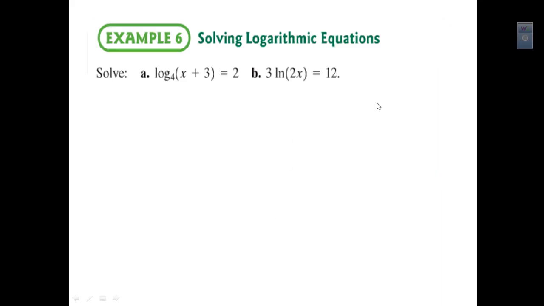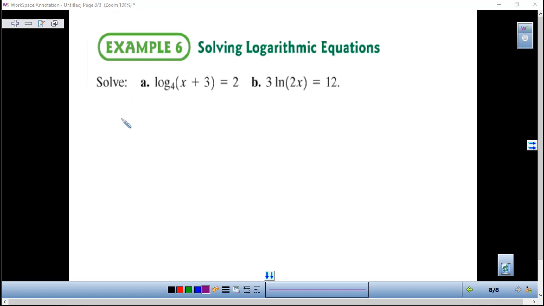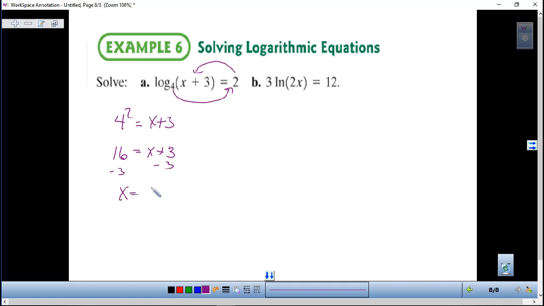All right, so let's look at a real quick here. We've got 4 squared equals x plus 3. So x plus 3, of course, is going to be x plus 3. 4 squared is 16. 16 equals x plus 3. We're going to subtract the 3, and we got x is equal to 13.